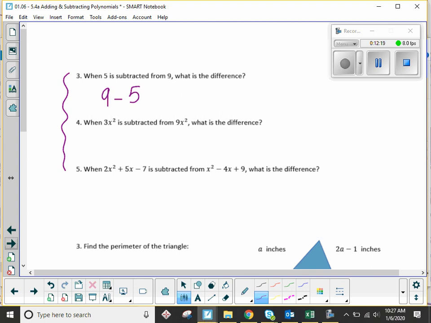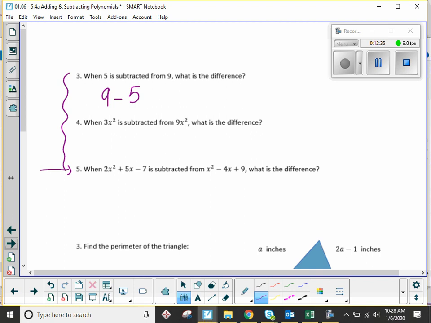Oh, we're working up to number 5. Here's the thing. If you're not being careful, what do you think? So this was easy because it was regular numbers. But if it gets weird like number 5, here's what students do.